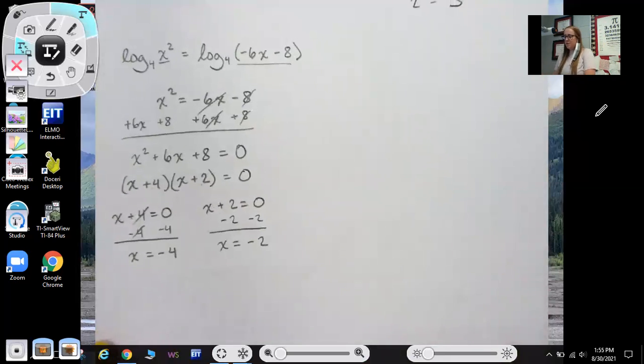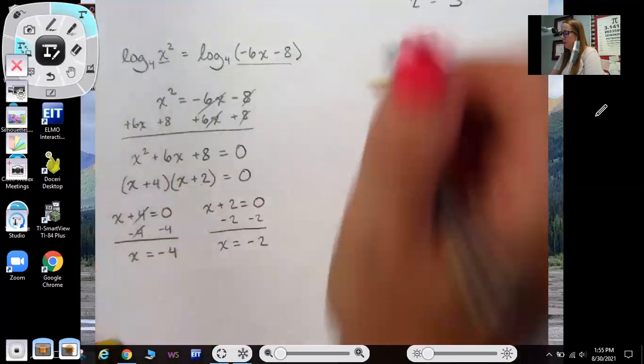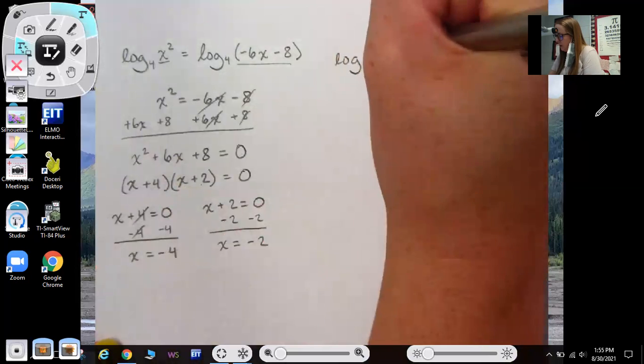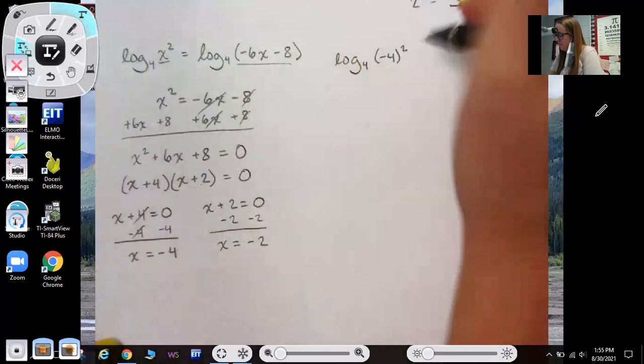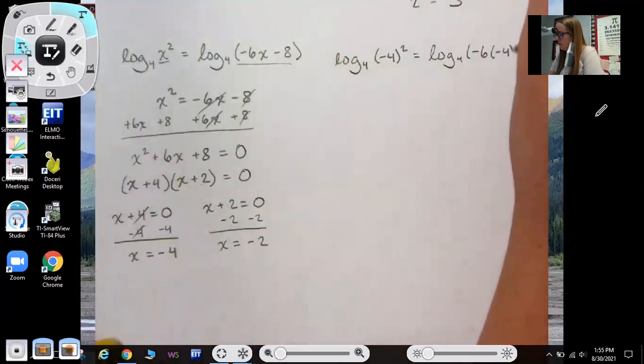Okay, let's check our answers. So we're going to check x equals negative 4 by plugging negative 4 into the very first line of our problem. So we've got log base 4 of negative 4 squared equals log base 4 of negative 6 times negative 4 minus 8.